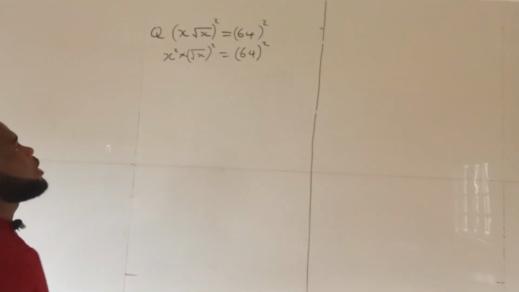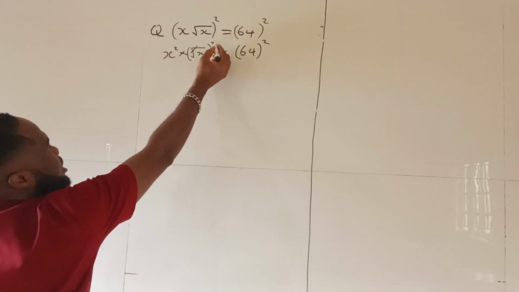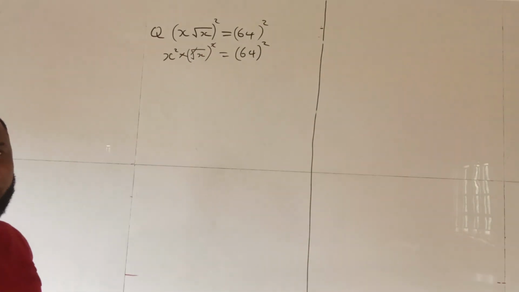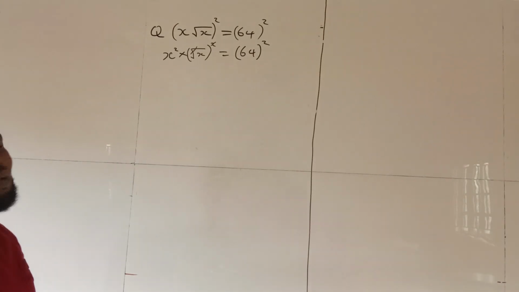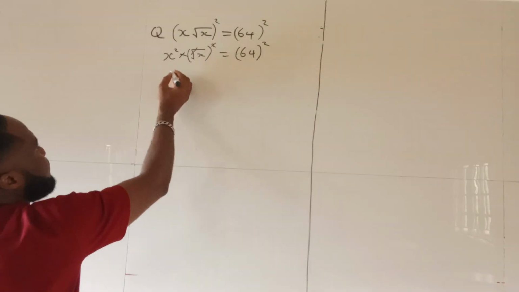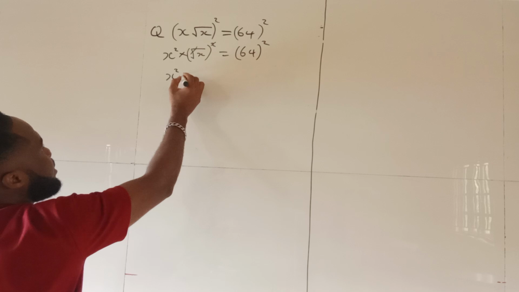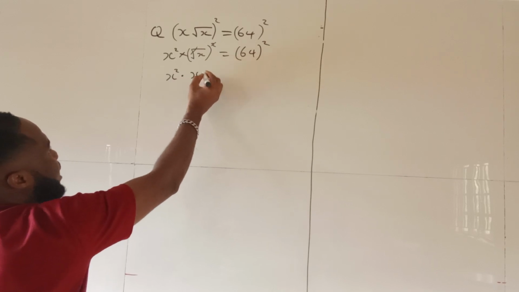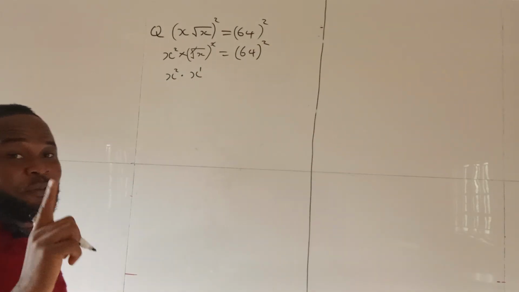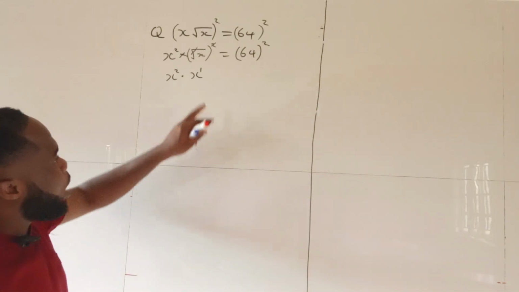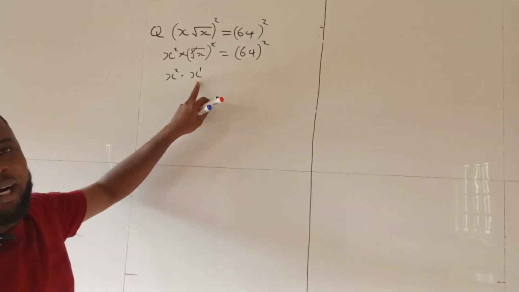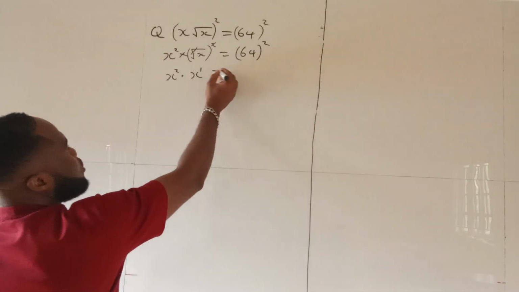Now remember that the square root is the opposite of square, right? So the square root will cancel out the square. So we're going to be left with x squared multiplied by x raised to the power of 1, because from indices, anything raised to the power of 1 is still that same number. Is that okay?